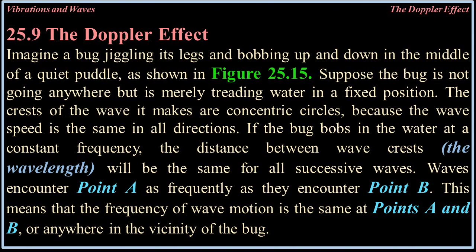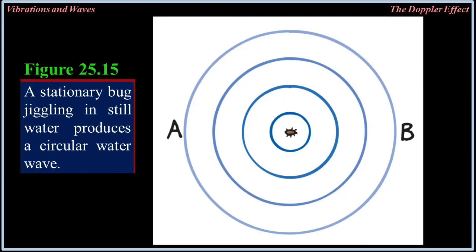25.9 The Doppler Effect. Imagine a bug jiggling its legs and bobbing up and down in the middle of a quiet puddle, as shown in figure 25.15. Suppose the bug is not going anywhere, but is merely treading water in a fixed position. The crests of the waves it makes are concentric circles because the wave speed is the same in all directions. If the bug bobs in the water at a constant frequency, the distance between wave crests, the wavelength, will be the same for all successive waves.